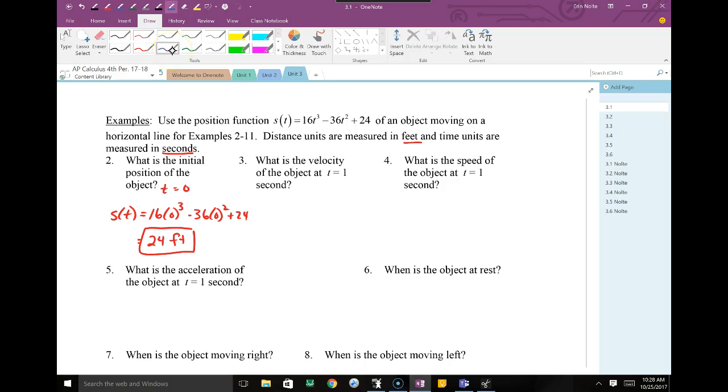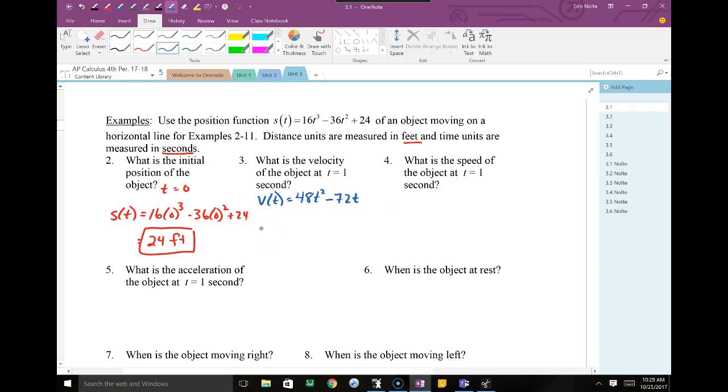Okay, number 3, what is the velocity of the object at time 1? So how would I go about doing that? Good. First, I need to find my velocity function, which is the derivative. So let's take the derivative of our position. What would the derivative be? 16 times 3? 48 t squared, minus 36 times 2? 72t. And then the derivative of 24 is 0.